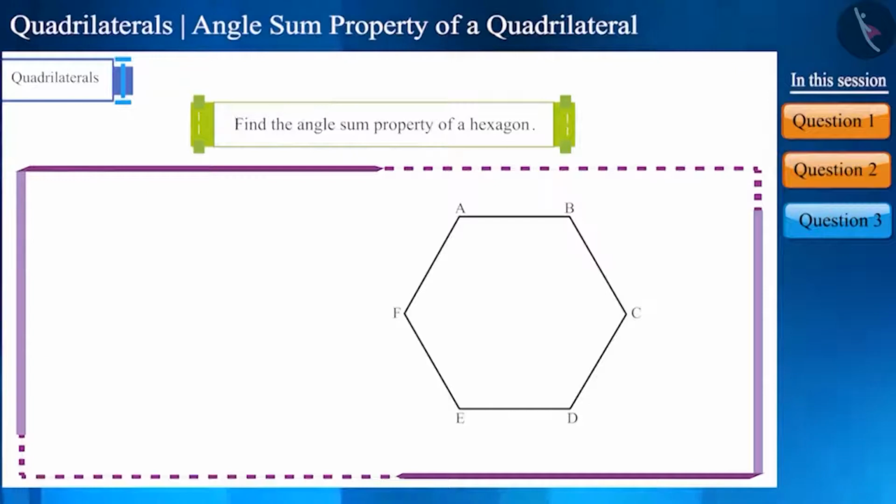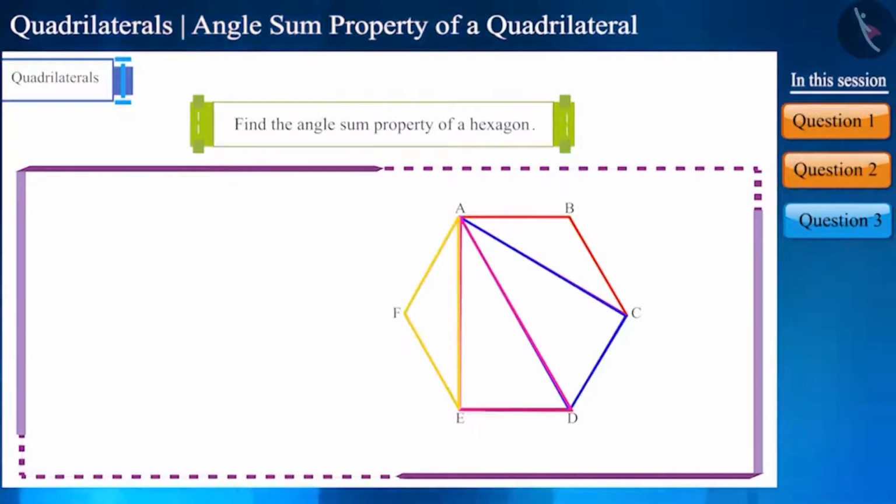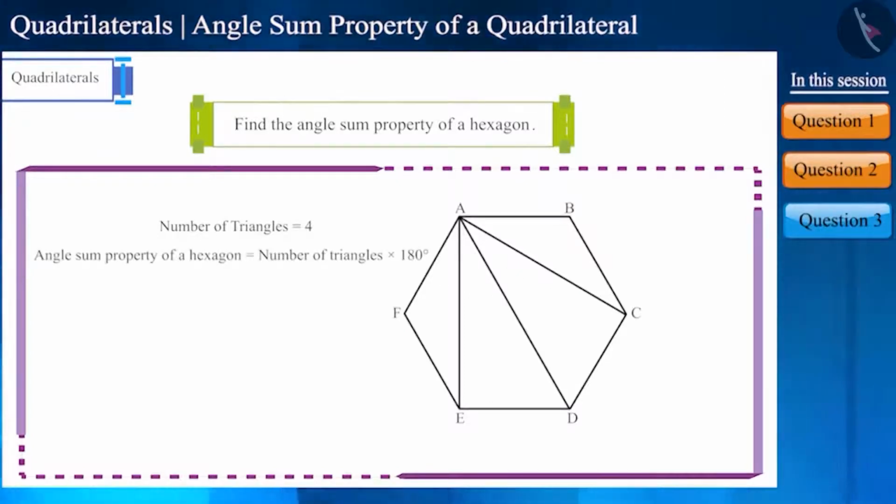Here, the first task will be to construct a triangle by drawing a line from any one vertex to another non-adjacent vertex in such a way that the lines do not intersect each other. And then see how many triangles we are getting. And then multiply the number of triangles obtained by 180 degrees. The product obtained will be the sum of all the angles of a hexagon.